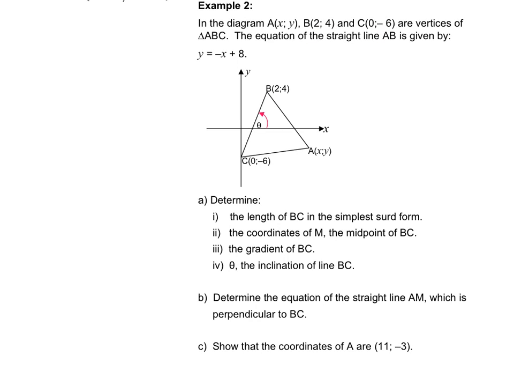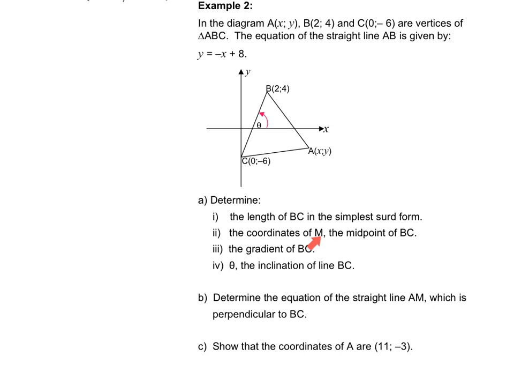Example 2, in the diagram we have A with unknown coordinates, B where x is 2, y is 4, and C where x is 0, y is minus 6, and they are vertices of a triangle ABC. The equation of the straight line AB is given, y equal to minus x plus 8.